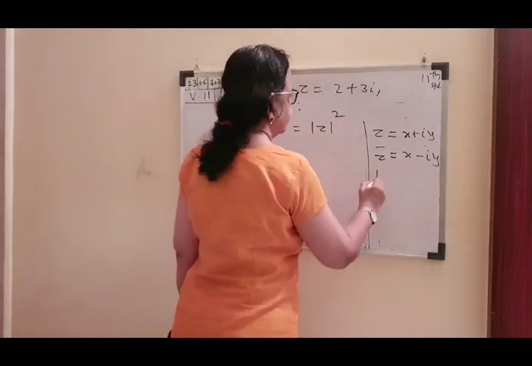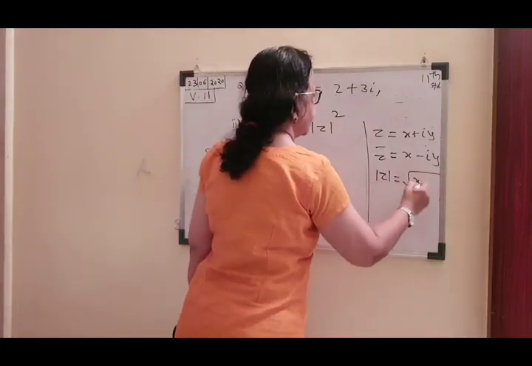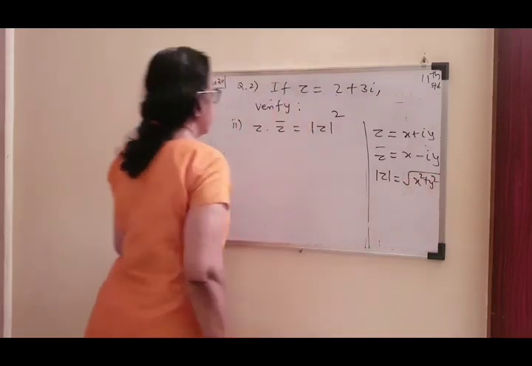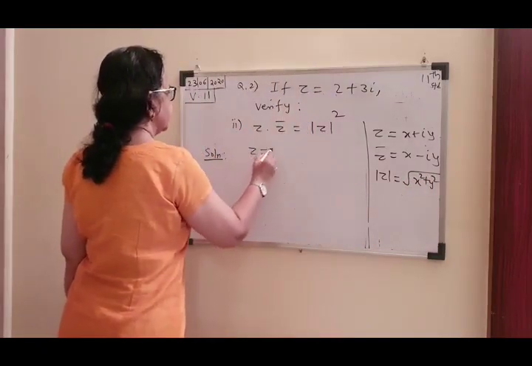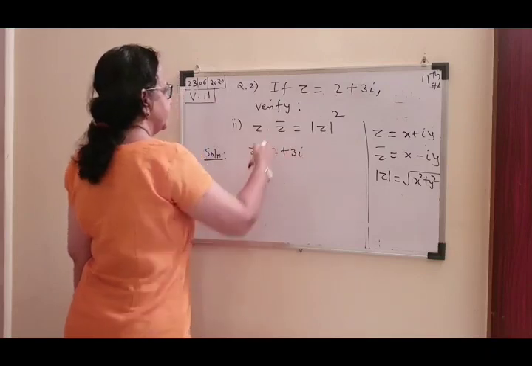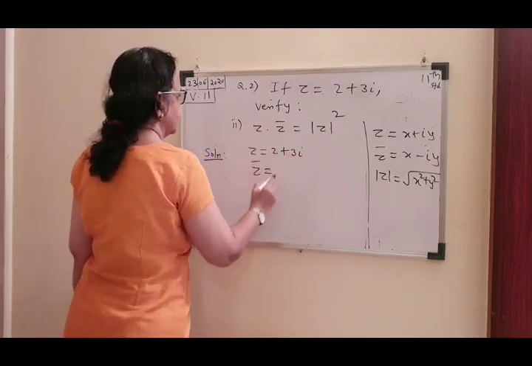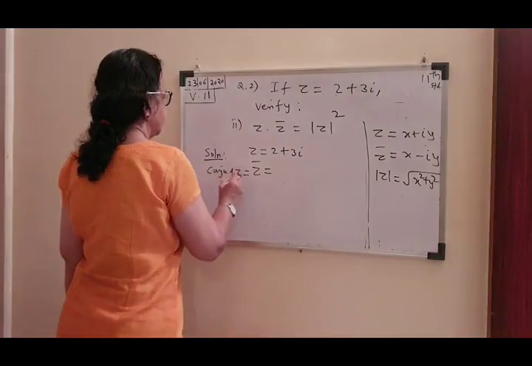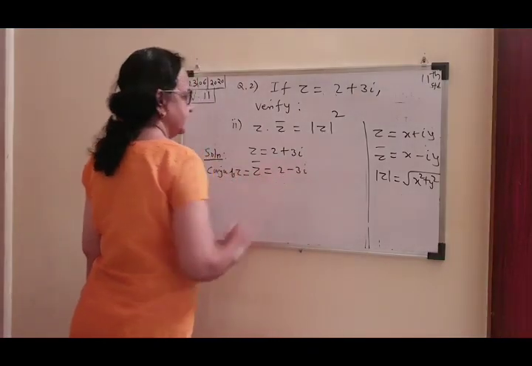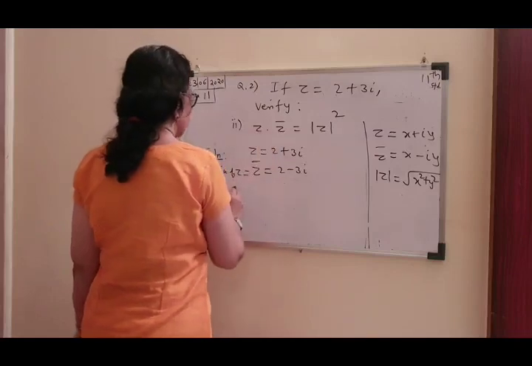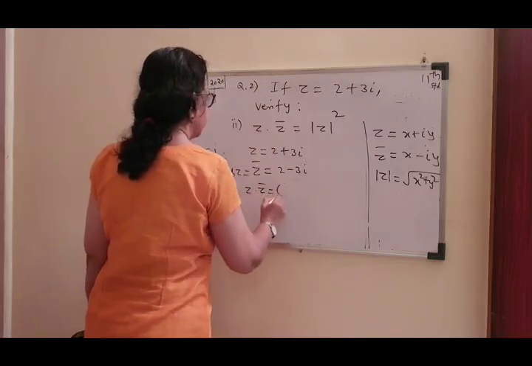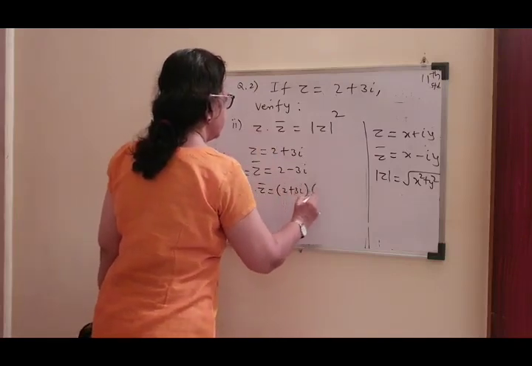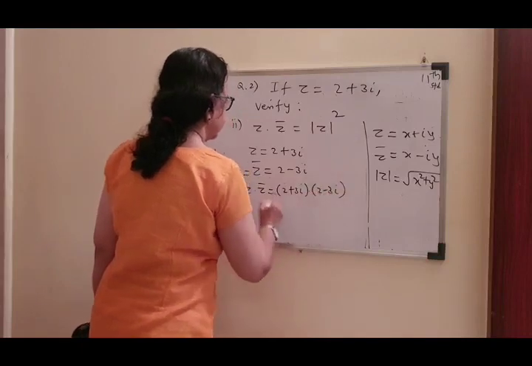Definition of mod Z is under root x square plus y square. So let us copy down Z, 2 plus 3i. Let me write Z bar, the conjugate. Don't forget this. This is the conjugate of Z, which is 2 minus 3i. Let us have the product of the two, so Z into Z bar: 2 plus 3i into 2 minus 3i.